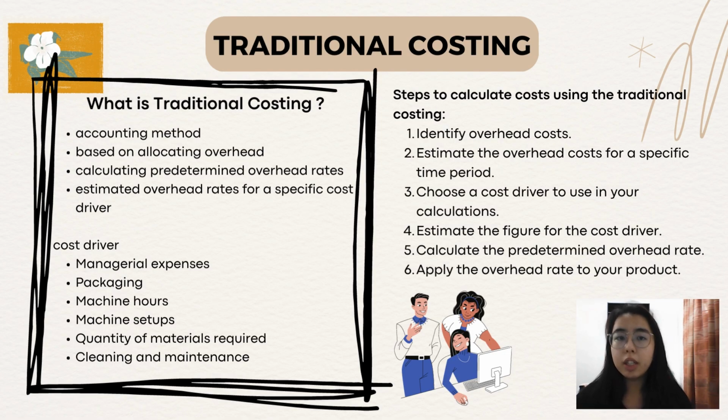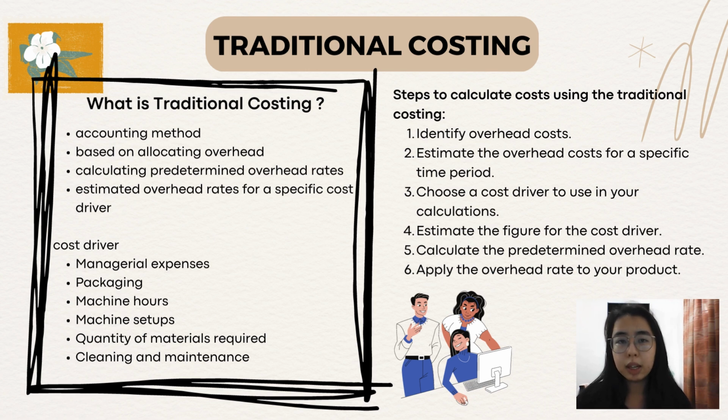Traditional costing. What is traditional costing? The traditional costing system is an accounting method used to determine the cost of making a product to make a profit, and it is based on allocating overhead manufacturing costs. This system relies on calculating a predetermined overhead rate and applying the rate to a given metric. Traditional costing systems use an estimated overhead rate for a specific cost driver.